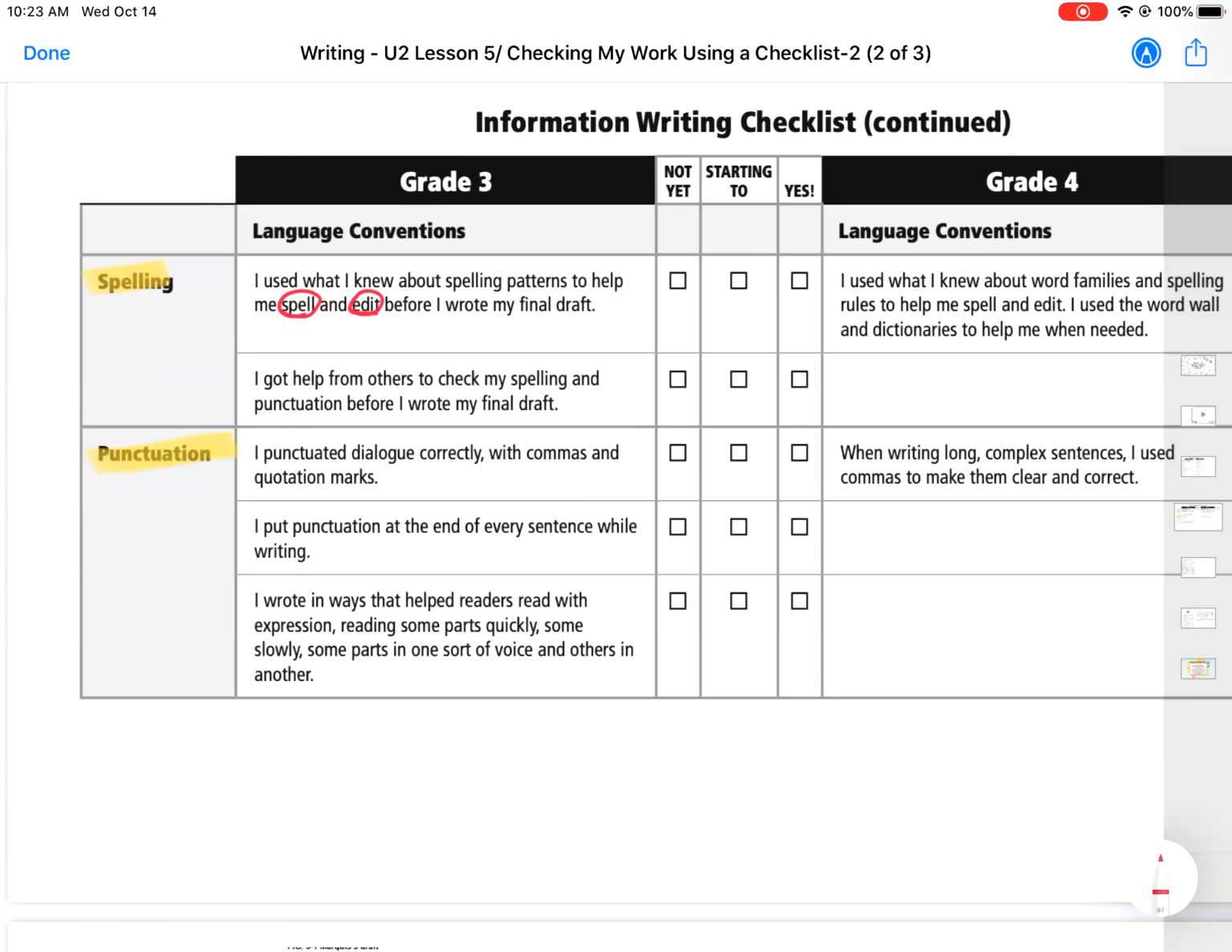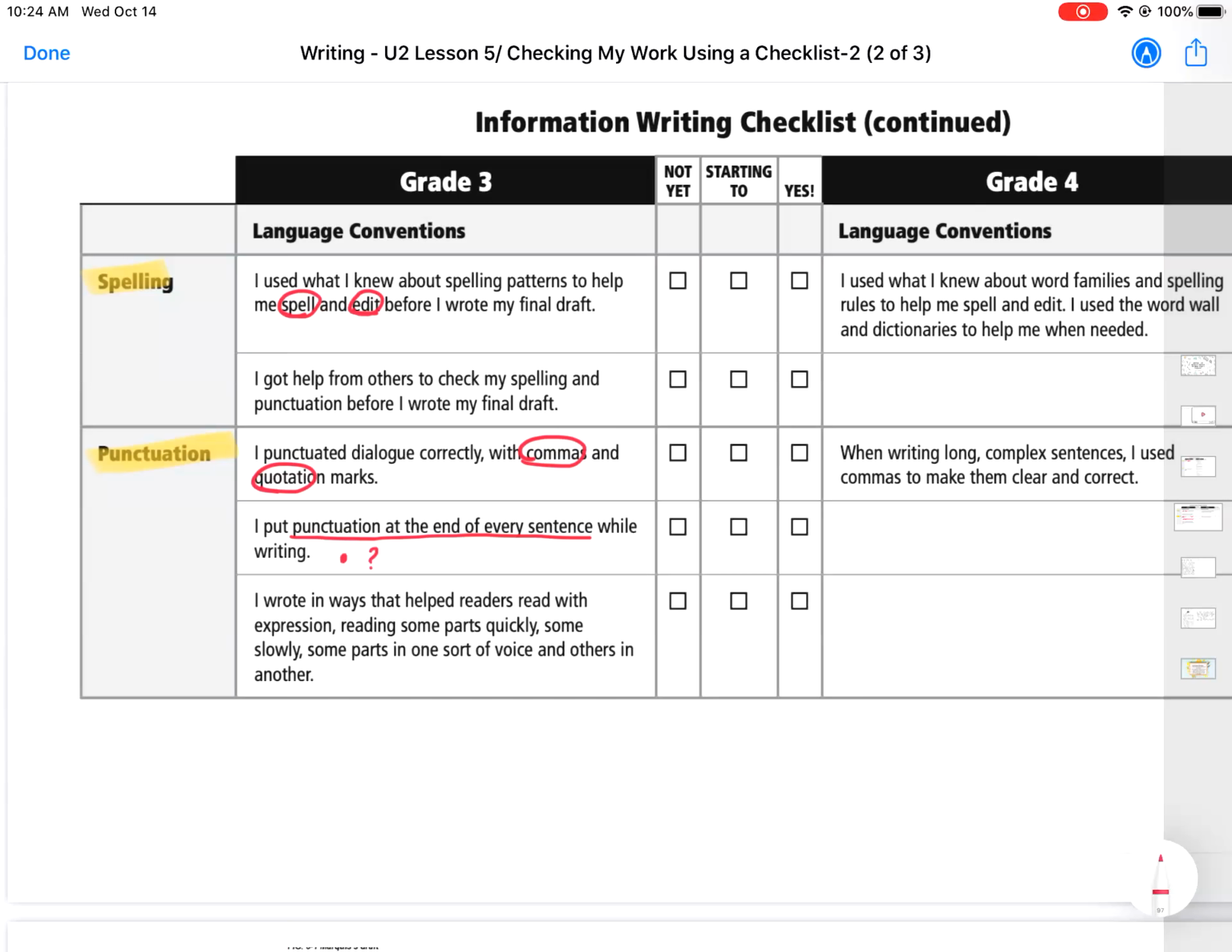Next one is punctuation. If you have any dialogue or any sentences with special punctuation, please revise it multiple times. And please make sure you have commas or quotation marks for that. And also whether you have correct punctuation at the end of every sentence. So if it's a statement, you're going to put just a period. If it's a question, you're going to put a question mark, and so on and so forth.